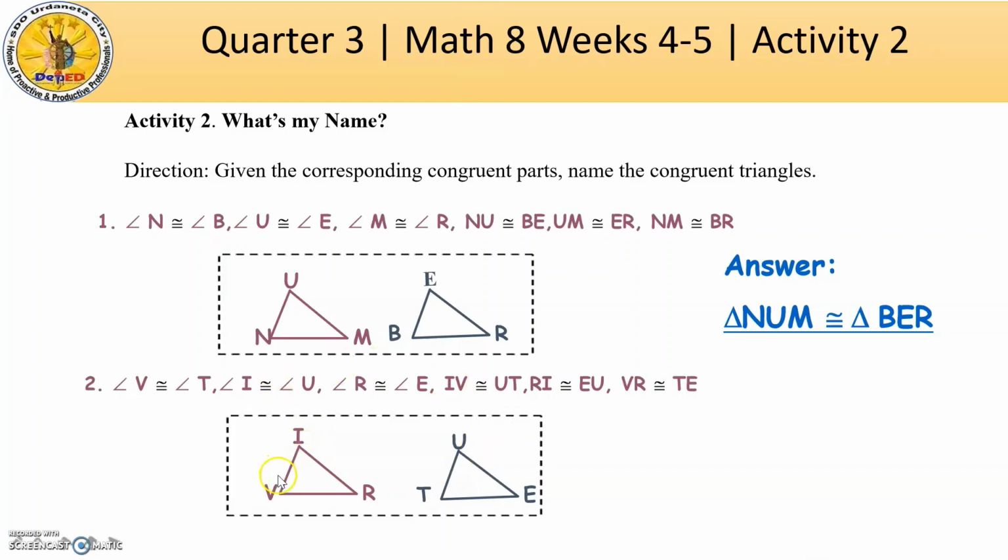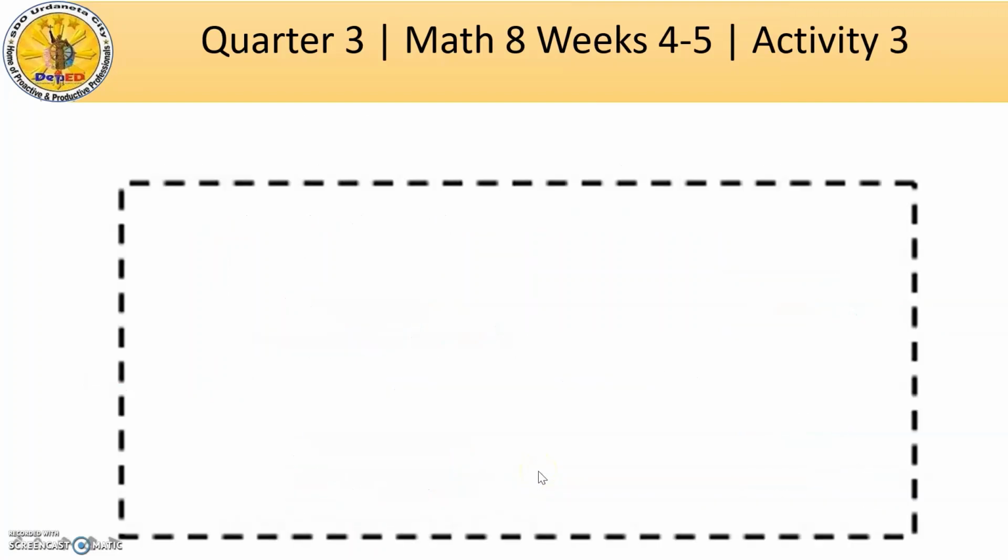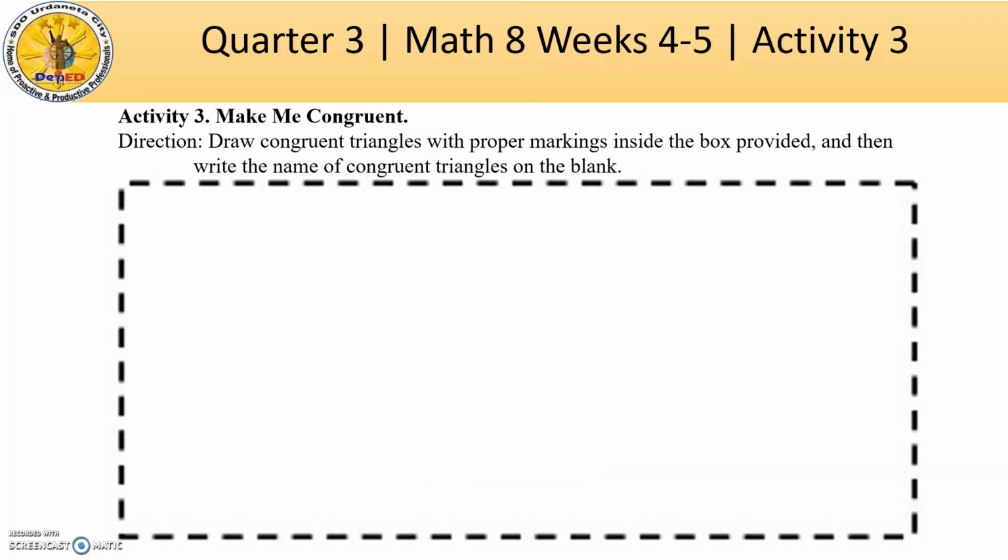Through checking again, side IV, this one is congruent to side UP. IR or RI corresponds to EU, and VR corresponds to TE. Therefore, the two triangles are congruent, triangle BIR and triangle TUE. Lastly, the third activity, entitled Make Me Congruent, is asking you to draw congruent triangles with proper markings inside the box. And then you have to write the name of the two congruent triangles on the blank.